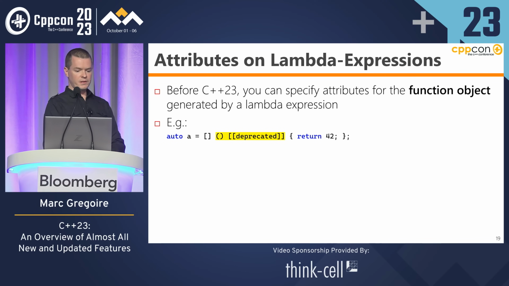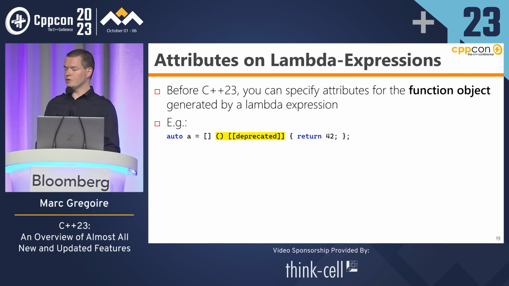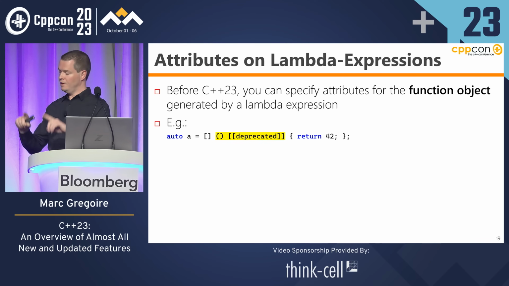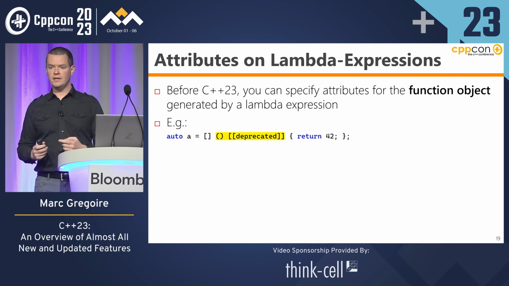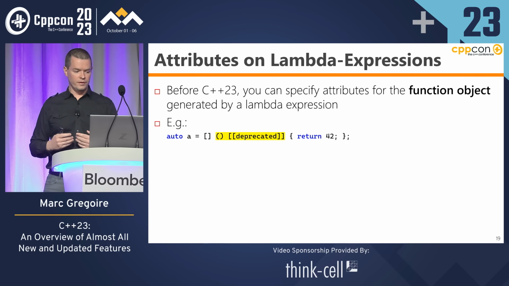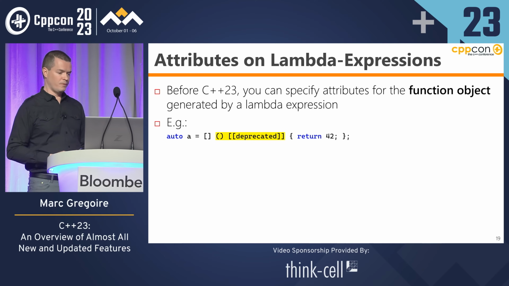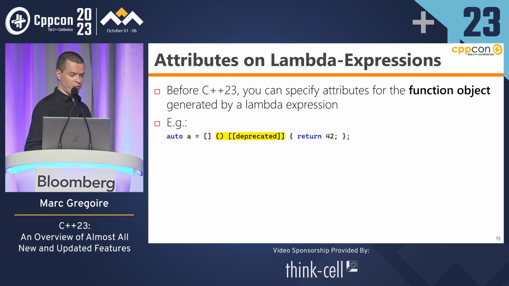Attributes on lambda expressions. Before C++23, it was already possible to add attributes to your lambda expression, and you specify them behind the parentheses. The meaning of this is that the attribute has an effect on the function object that is generated from your lambda expression. So here I'm saying the lambda expression, or the generated function object, is deprecated.